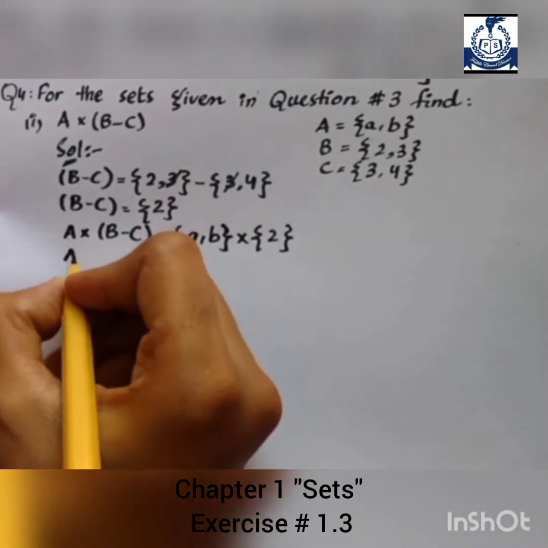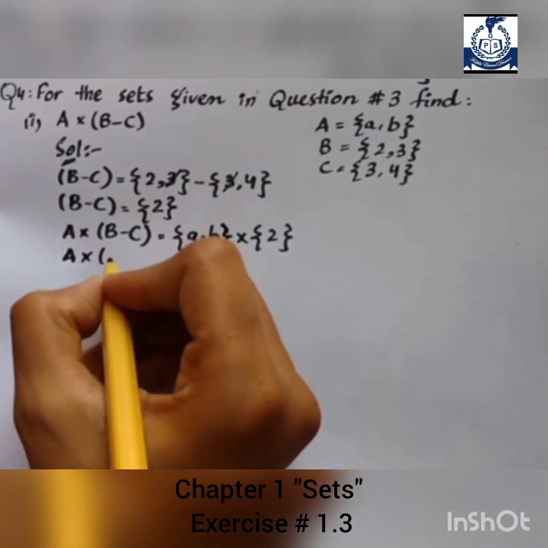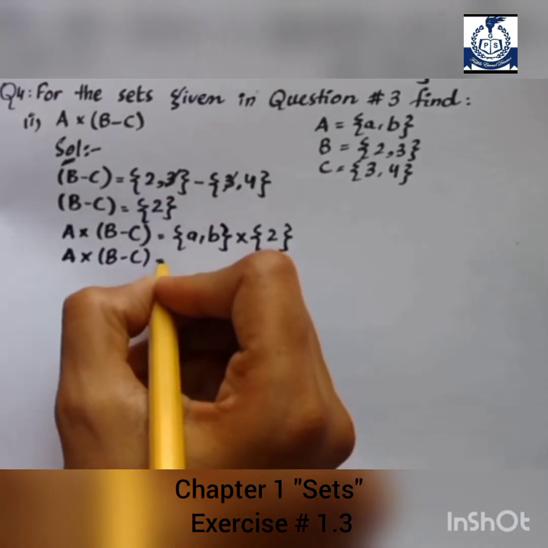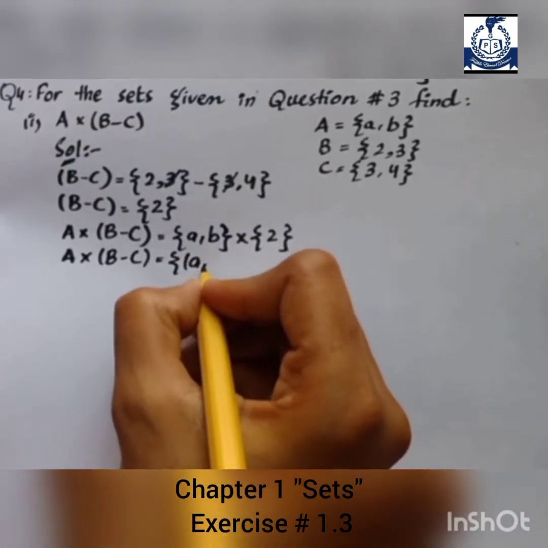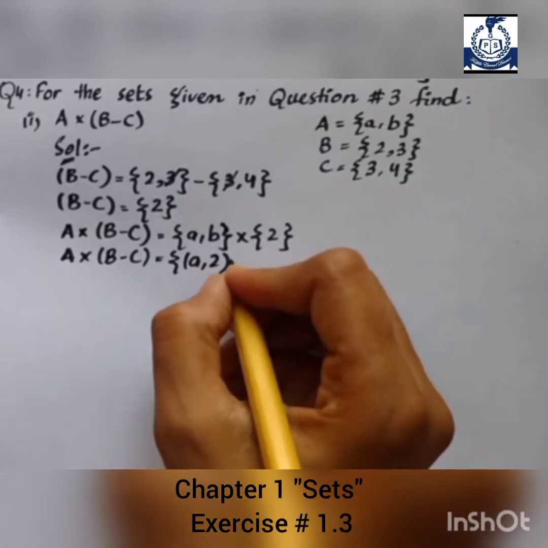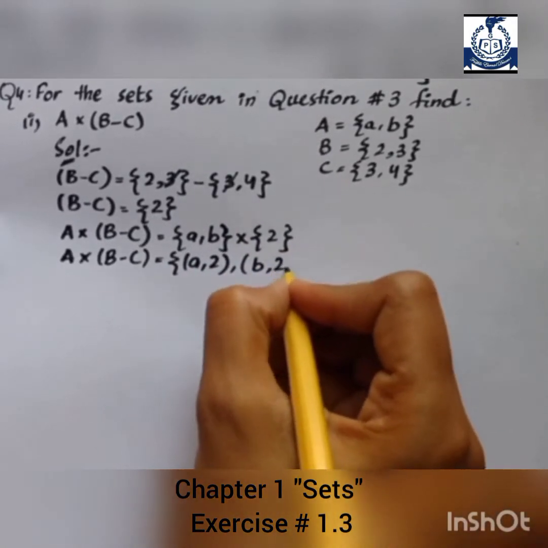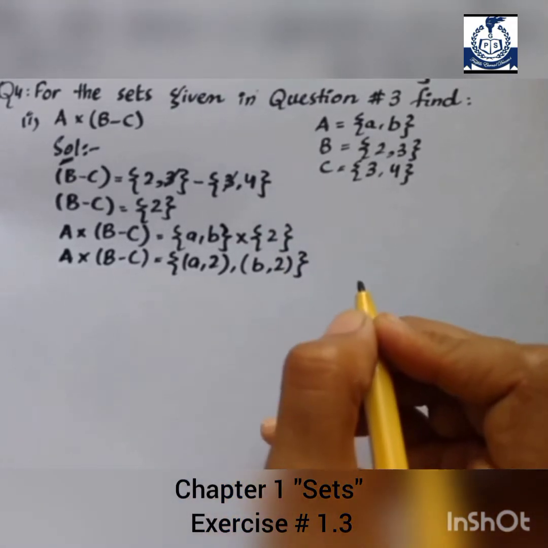Elements of set A is 2. So 2 multiplied by 1, 2 ones are 2. First we take a with 2 and then we take b with 2. a comma 2, b comma 2. This is the answer.